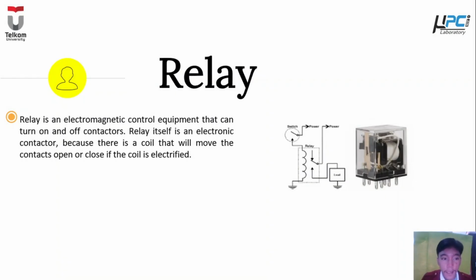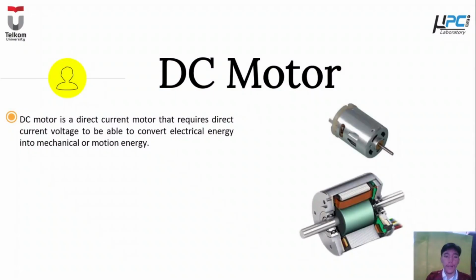Next one is the relay. So, what is a relay? A relay is an electromagnetic control equipment that can turn a contactor on or off. A relay itself is an electronic contactor because there is a coil that will move the contacts open or closed if the coil is electrified. Next is the DC motor. A DC motor is a direct current motor that requires direct current voltage to convert electrical energy into mechanical or motion energy.